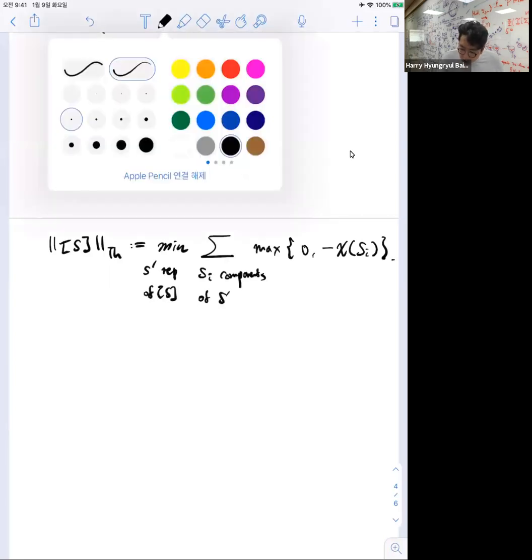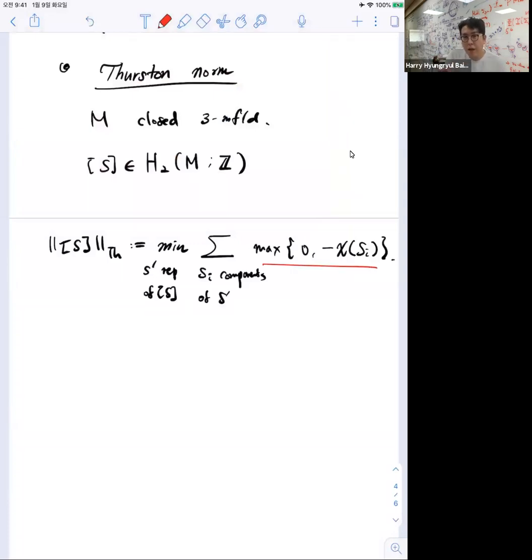Here we first pick an arbitrary representative of this homology class, an arbitrary embedded surface which represents this homology class, which may not be connected. For each connected component, you measure the Euler characteristic and take the negative. If it is positive, we take it. If it is not positive, we throw it away, and take the summation of all of them. This can be done for each representative of the homology class, and you just minimize it over all representatives. So we're looking for a topologically simplest representative of the given second homology class of the hyperbolic manifold.